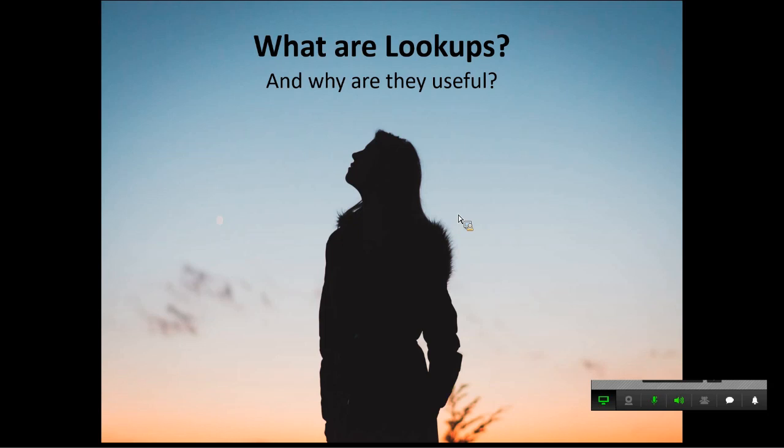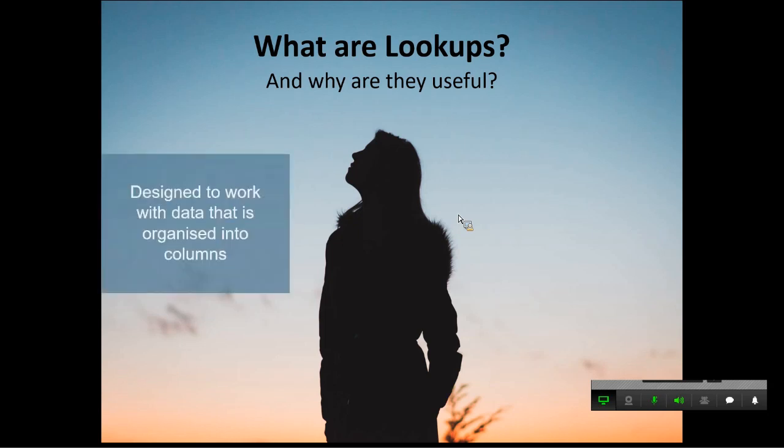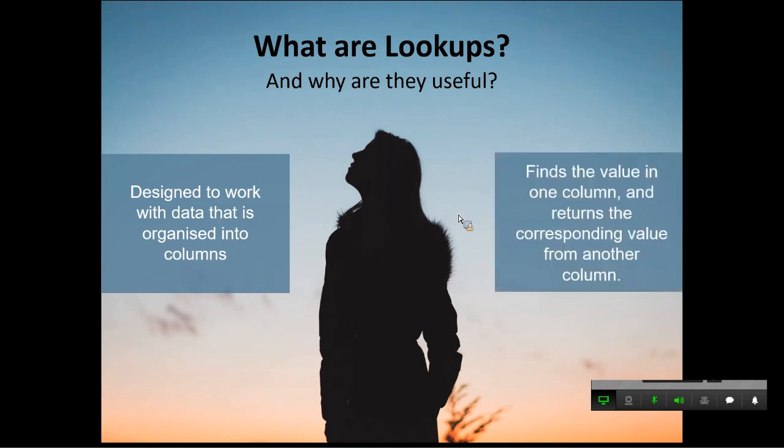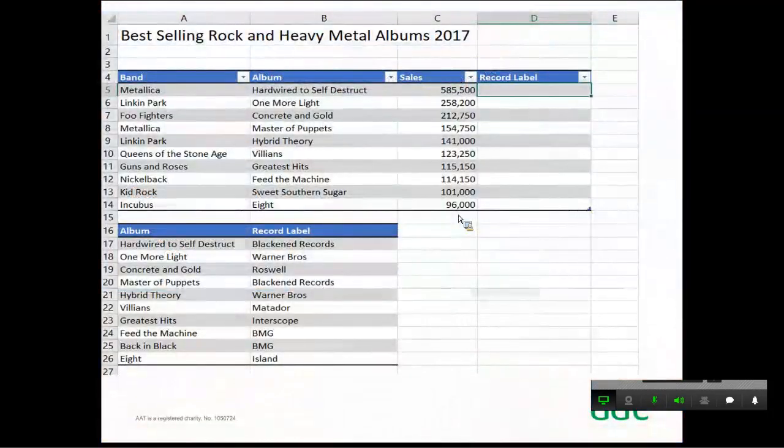That's quite hard to get your head around until you see an example, but very briefly, they are designed to work with data that is organized into columns. As I said, it finds the value in one column and returns the corresponding value from another column. What exactly does that mean? I have a little example here before we jump into a live demonstration, just to give you an idea of what we're talking about.